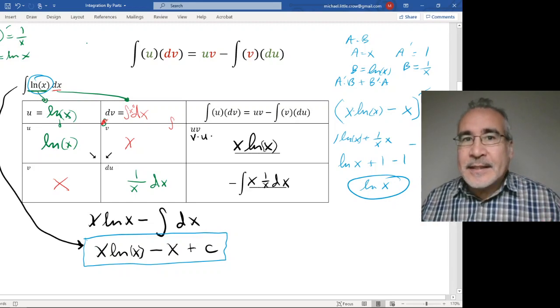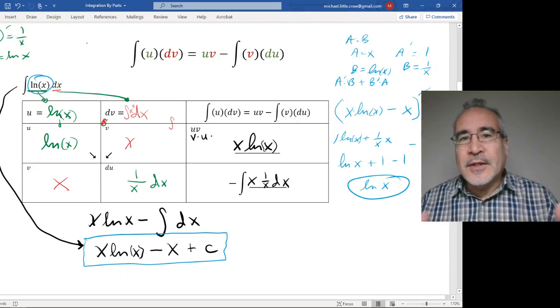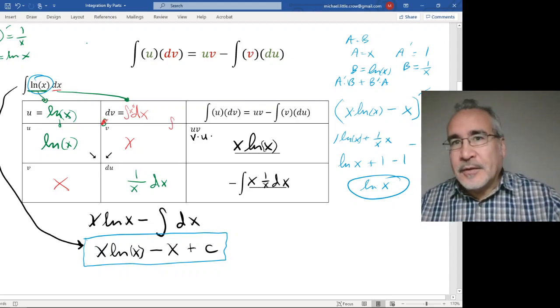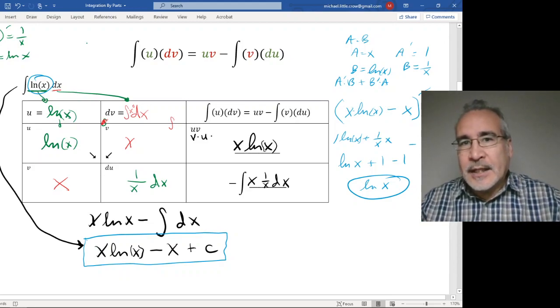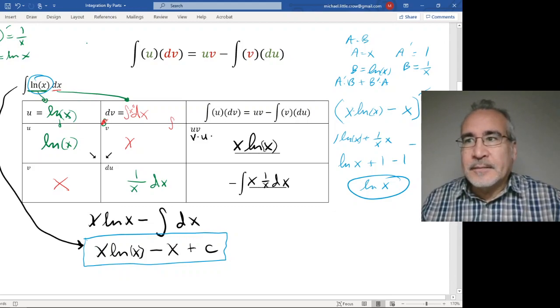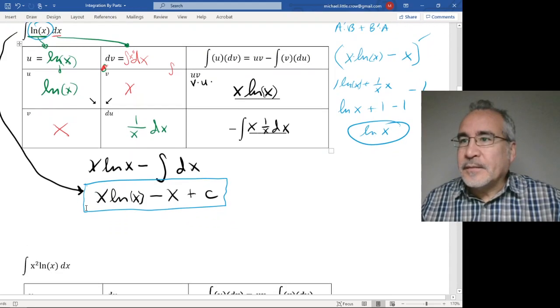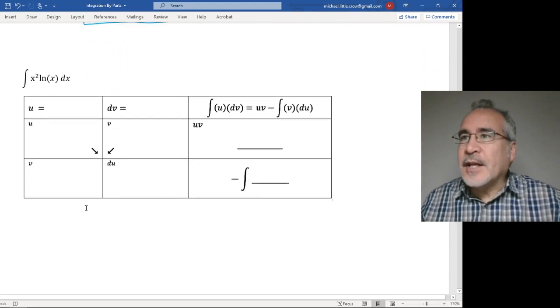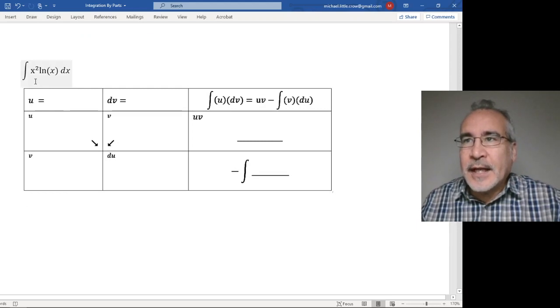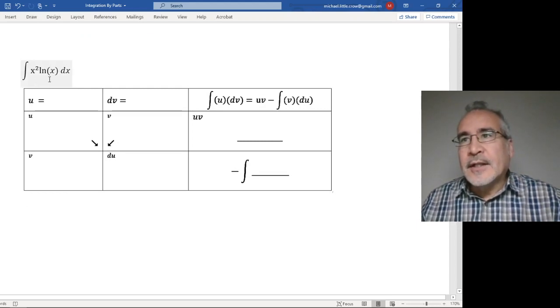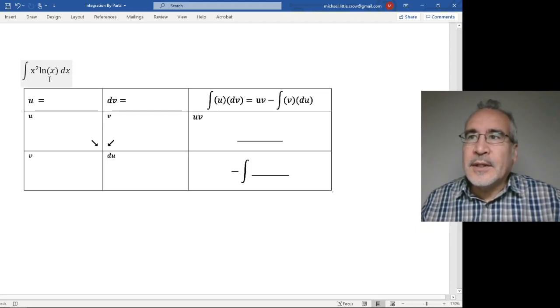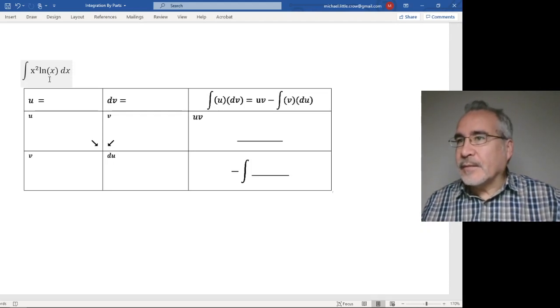Okay, this is it. This is the lesson. We're going to do this several times with several different types of problems to kind of identify what's the u part, what's the dx part, and this is the whole lesson. Okay, so let's keep going. Here's another similar one, but it's got an x squared in front, not just the natural log of x. So how do we do this one?